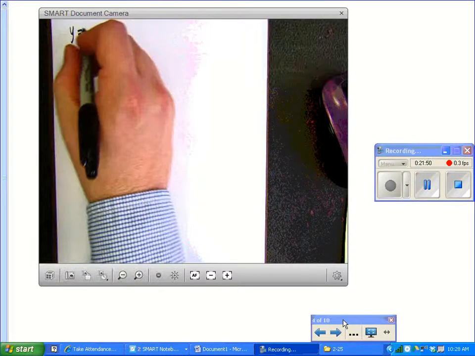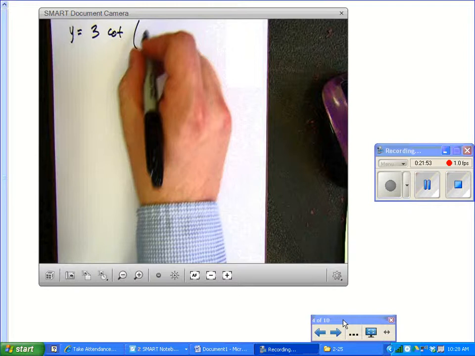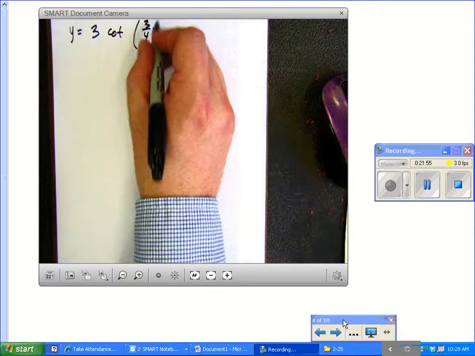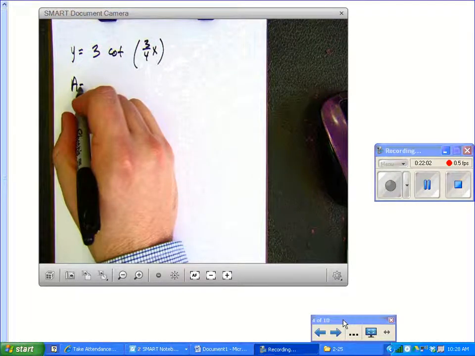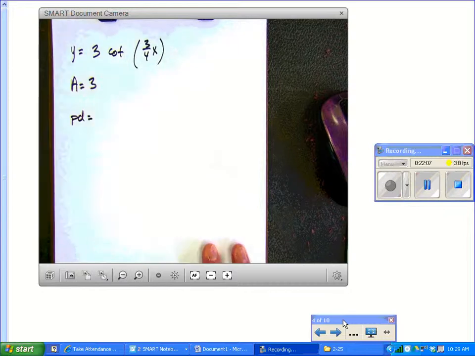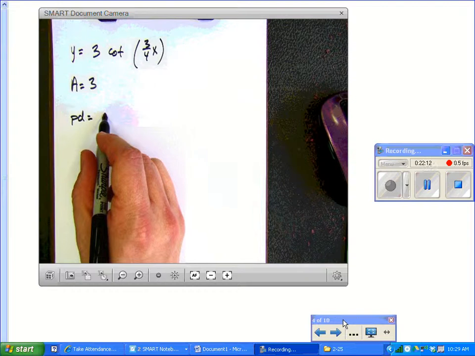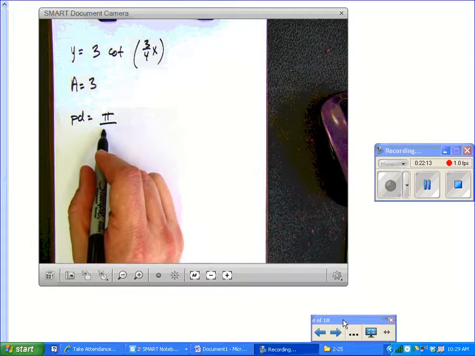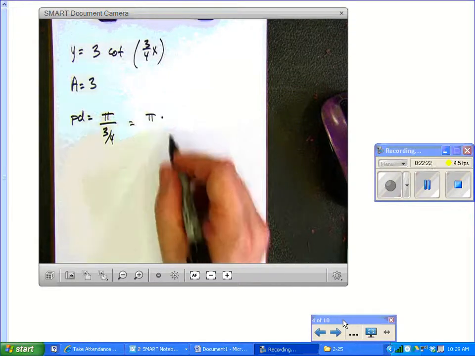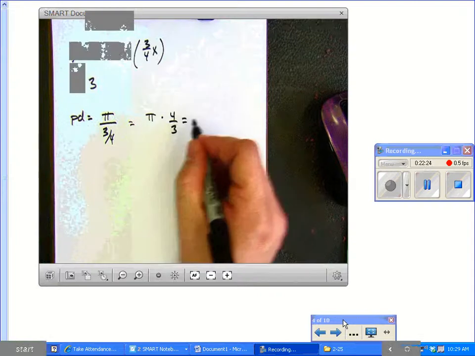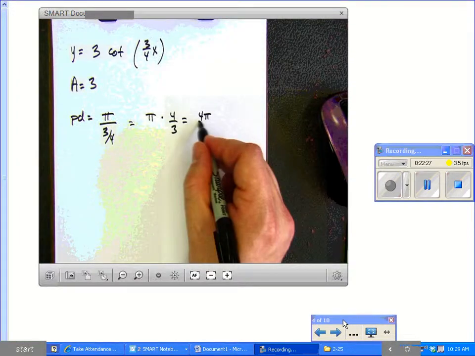So y equals 3 cotangent 3/4 x. All right, so we got amplitude is 3. All right, but the period. Okay, y'all tell me the period now. Pi over 3/4. Okay, now let's calculate that. So this would be pi times 4 over 3. So we're going to get 4 pi over 3.